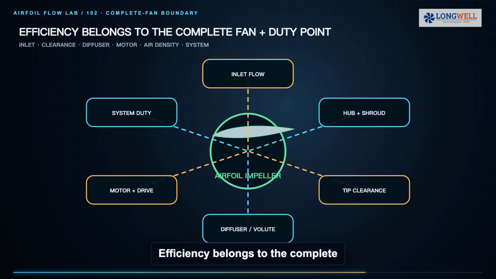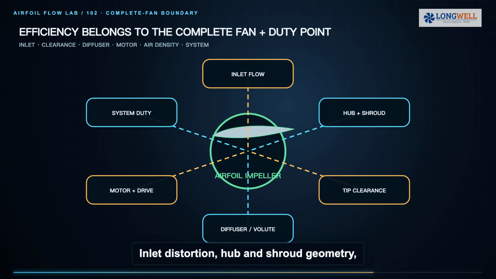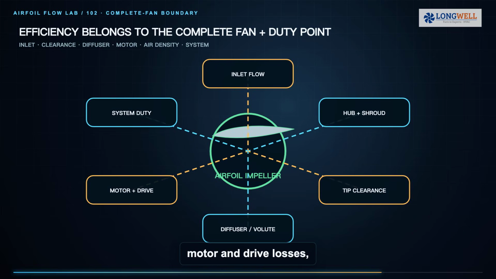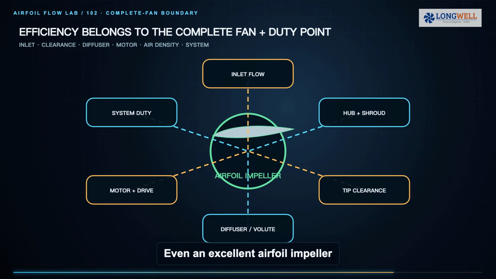Efficiency belongs to the complete fan and operating point. Inlet distortion, hub and shroud geometry, tip clearance, roughness, diffuser or volute design, motor and drive losses, air density, and system resistance can all change the result. Even an excellent airfoil impeller can perform poorly when the system forces it far from its intended region.